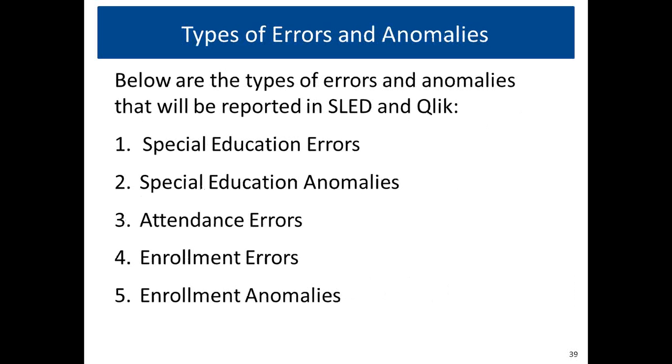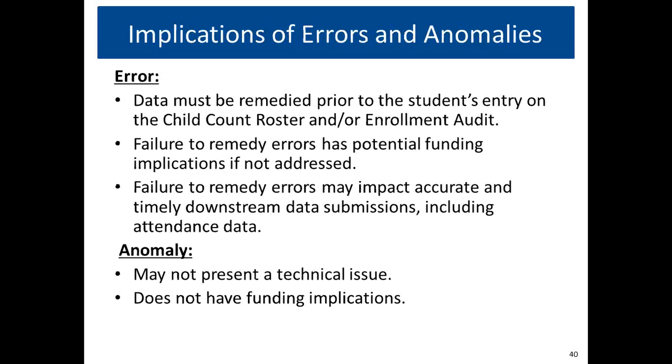There are 5 types of errors. That's the special education anomalies, the attendance errors, the enrollment errors, and the enrollment anomalies.